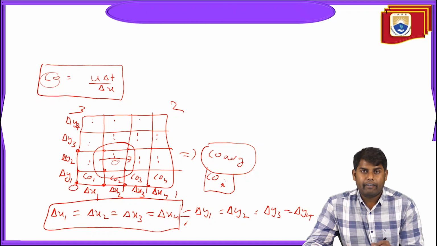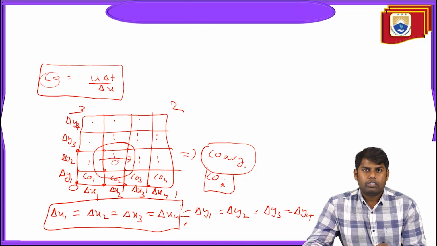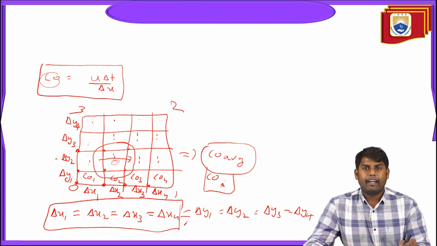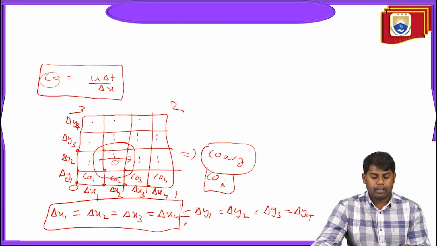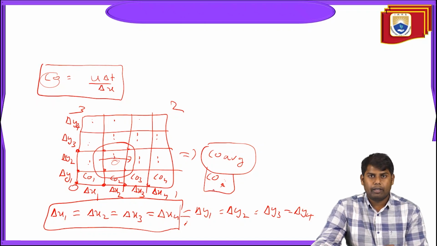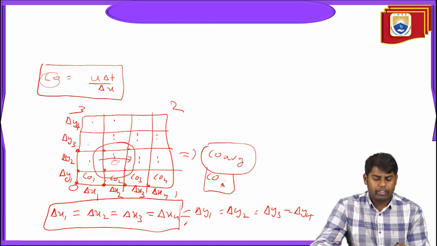CO average, CO AVG, is nothing but that of the entire domain. CO of I is of a single cell. Basically the coherent number changes with respect to the location. Why? Because the velocity at this location will be different. Even though we have uniform spacing, the velocity will be different. That's why the coherent number changes.